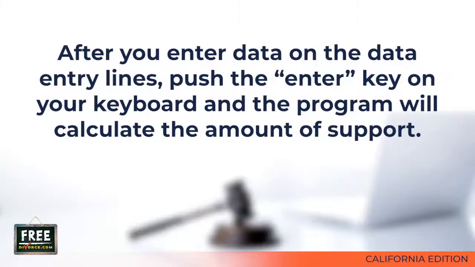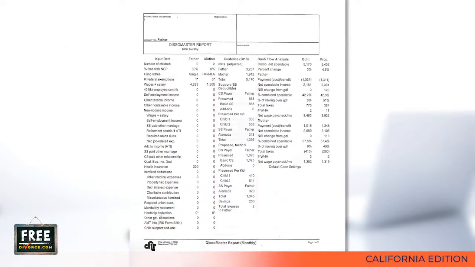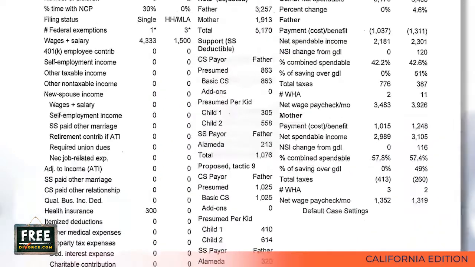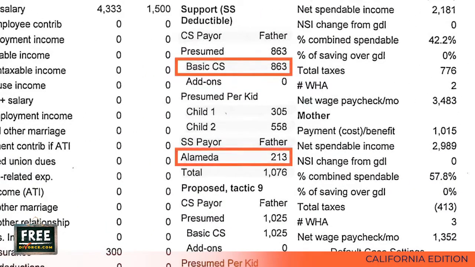After you enter the data, you push Enter on your keyboard, and the program will give you the temporary spousal support number. The spousal support number will appear in the middle of the printout. Since our sample printout was used for both child support and spousal support, the sample printout includes both child support and spousal support amounts in the middle of the printout. We have highlighted both the child support and the spousal support numbers.